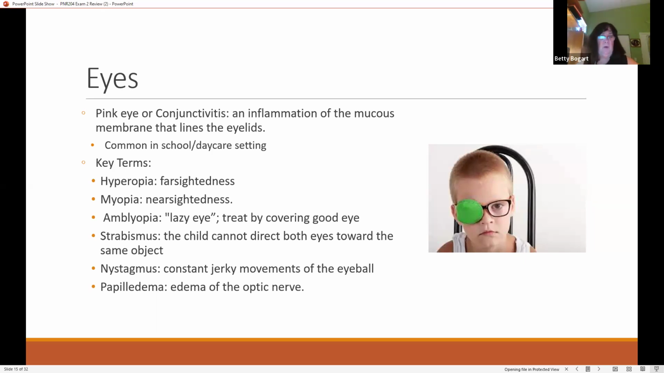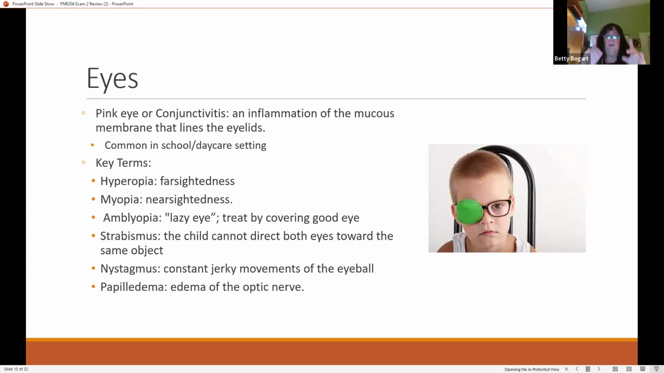Now, amblyopia is that eye that sort of doesn't match up, or maybe is down, up, crooked, outward, or inward. It's called a lazy eye, and it's a muscle that's weak. How do you treat that lazy eye? Well, it's a muscle that's weak and lazy. Make it work. Cover the good eye, make that bad eye work.